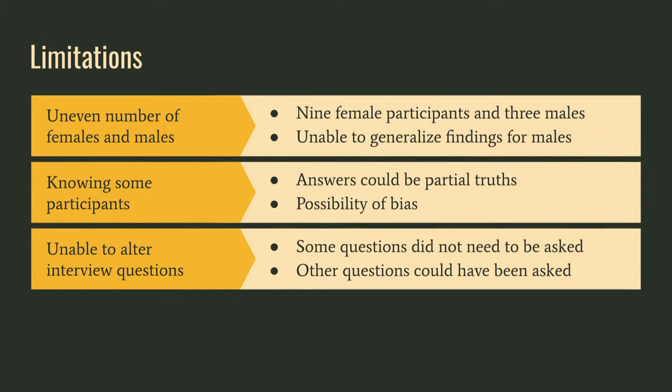The second is knowing some of the participants. There was a possibility of bias between this, and also the answers could be partial truths. And finally, there was an inability to answer some interview questions. Some questions did not need to be asked, and other questions could have been asked in terms of that.